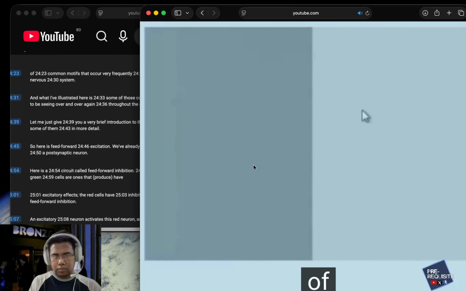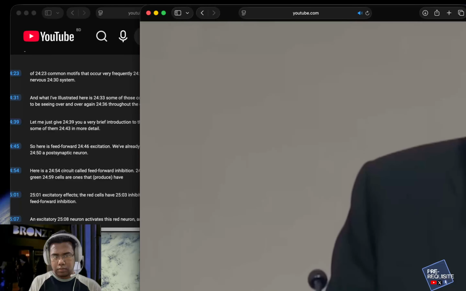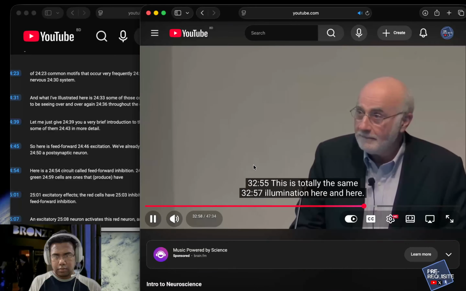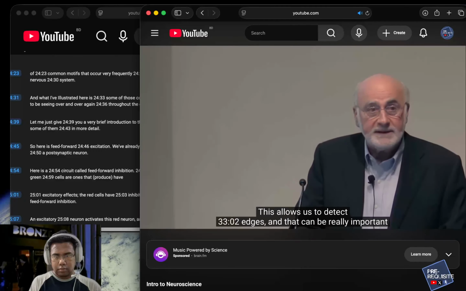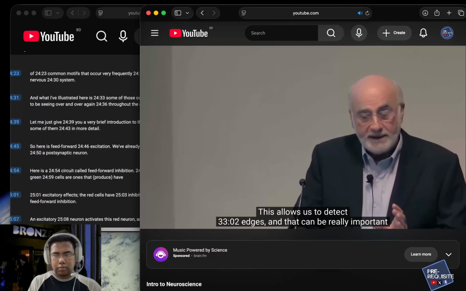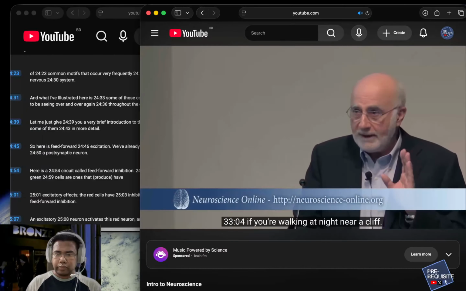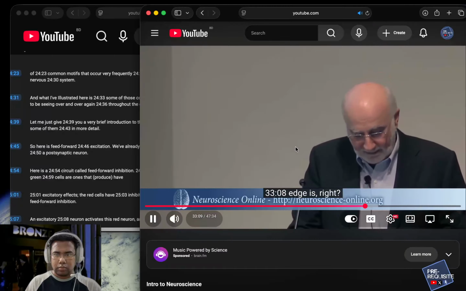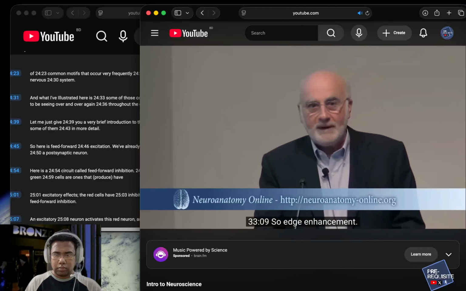So, does everybody see that? This is not a trick. This is totally the same illumination here and here. So this is edge enhancement. This allows us to detect edges, and that can be really important if you're walking at night near a cliff. You want to make sure you know where the edge is, right? So, edge enhancement.